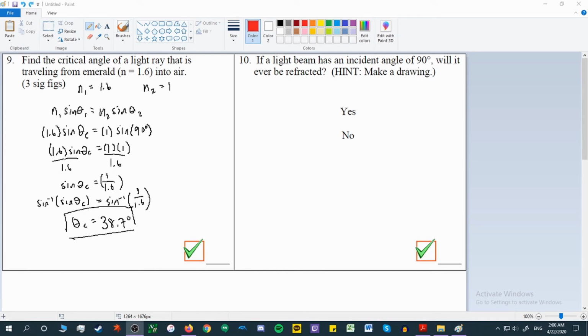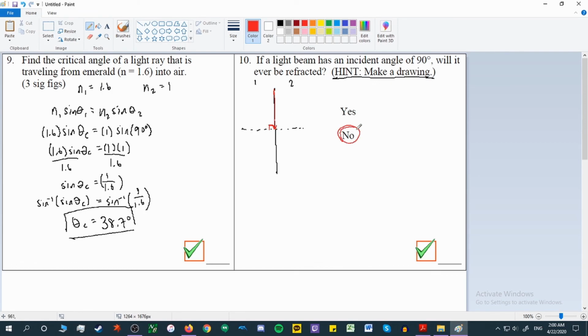Alright, number 10 is asking us to investigate what happens when a light beam has an incident angle of 90 degrees. Now, I'm sure some of you have actually been wondering this in your minds, but let's investigate. And it gives you a little hint. Make a drawing. So let's make a drawing. Let's say we have a boundary between two media, 1 and 2. And we're used to, so far, light coming in at an angle looks like that, or maybe it might look like that, or even like that. But this one's asking, what if it's coming in like this? 90 degrees.